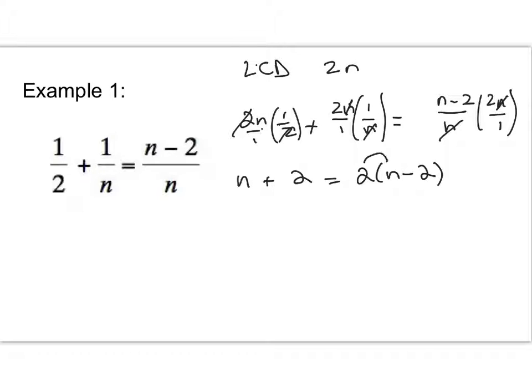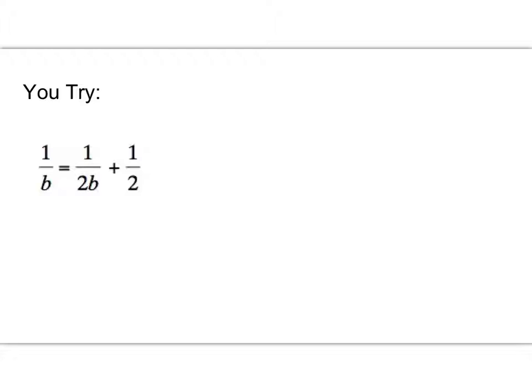All right, I can distribute the 2, and I'm left with n plus 2 equals 2n minus 4. Now I'm going to simplify that by subtracting n from both sides and adding 4 to both sides. And that leaves me with n equals 6. Getting a little ahead of myself. All right, I have one for you to try. So stop the video, work this out, start it again, and we'll go over it.